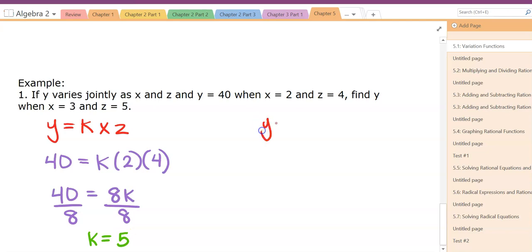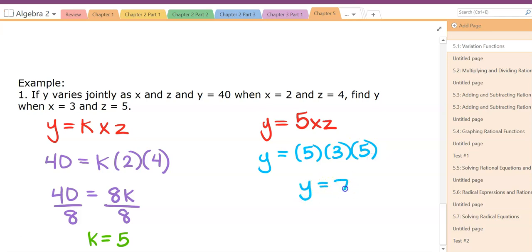Okay, so now using that to write my new equation, y equals 5xz, I can now evaluate y when x is equal to 3 and z is equal to 5. And this is going to give me 75.